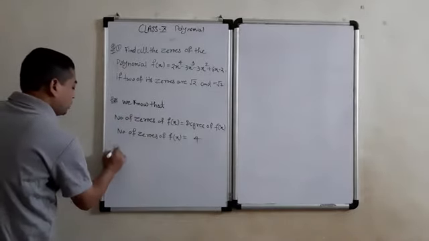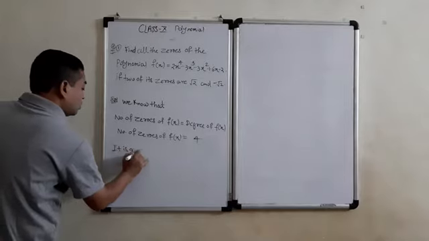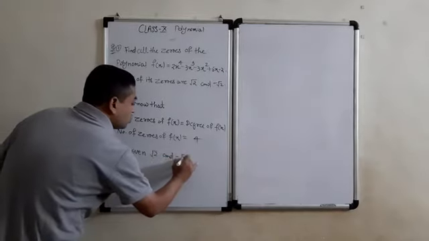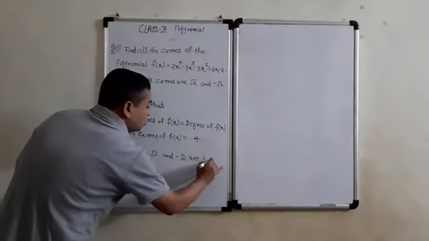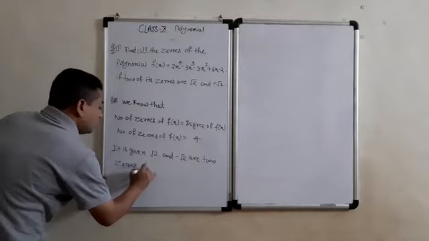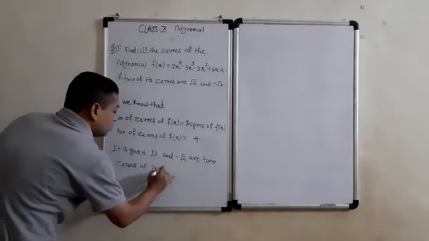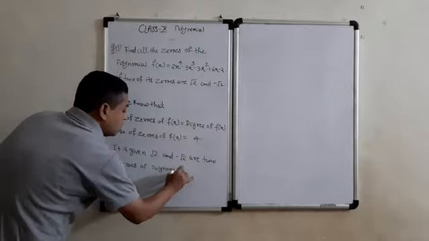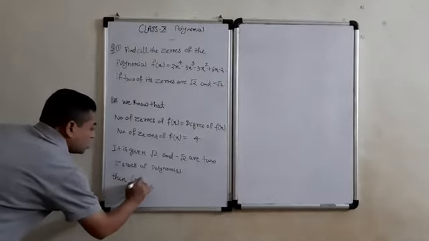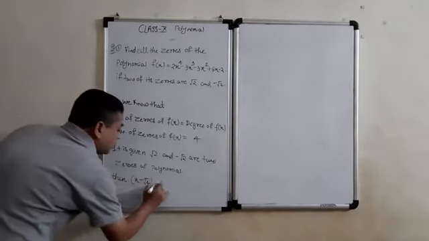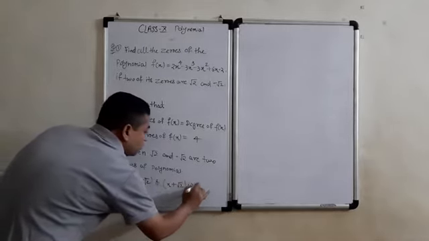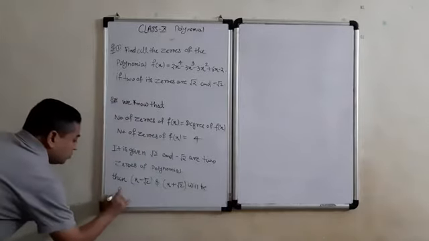Okay, it is given root 2 and minus root 2 are two zeros of the polynomial. And if these two are the zeros of the polynomial, then we know that x minus root 2 and x plus root 2 will be factors of the polynomial.